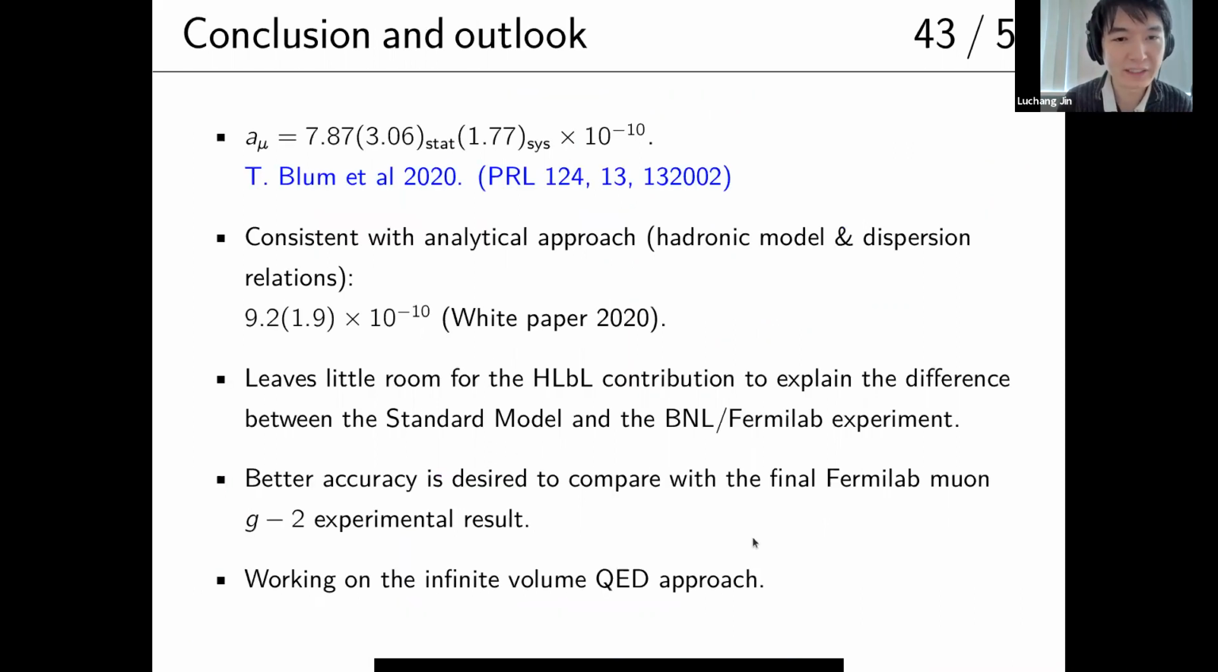So finally we obtain this value, which is 7.87 with larger statistical errors. Compared with the analytical approach, the errors are larger, but the source of the errors is very different. So I think it's a very nice confirmation for both results. It tells us that we have very little room for the light-by-light to explain the discrepancies. Now the major doubt is presumably the HVP.